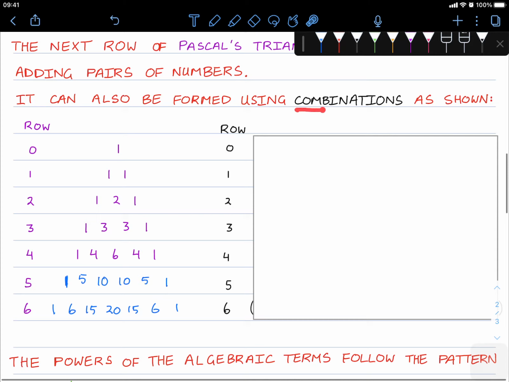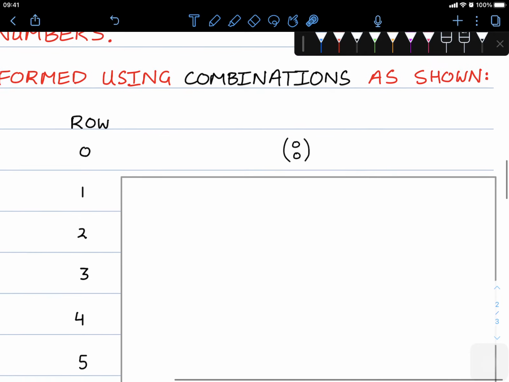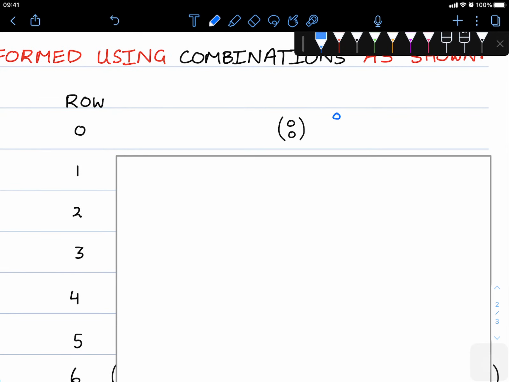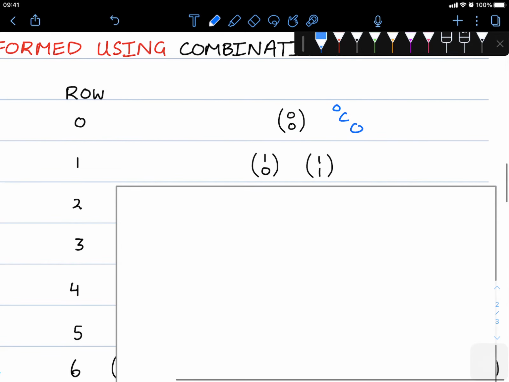Now, you can actually also find the values of each of these numbers in the row by using combinations as shown. So watch very carefully. So the first one is actually 0 choose 0. The next row, this one's going to be 1 choose 0, and then 1 choose 1. So we increase the r value as we go across by 1, and the n value matches the row that we are on.